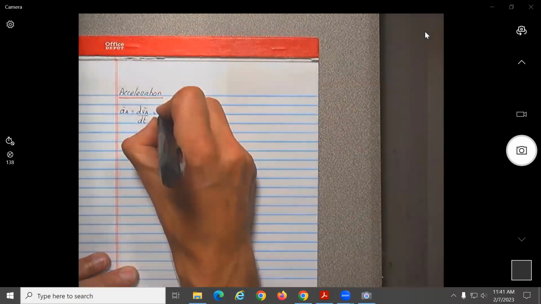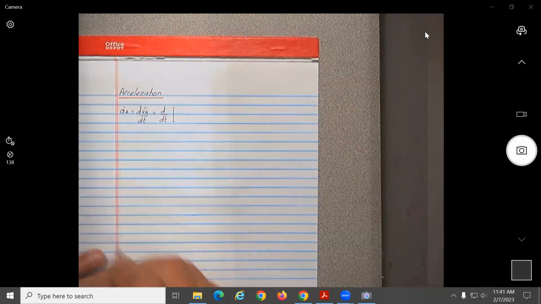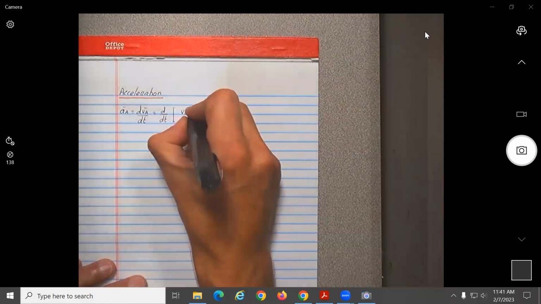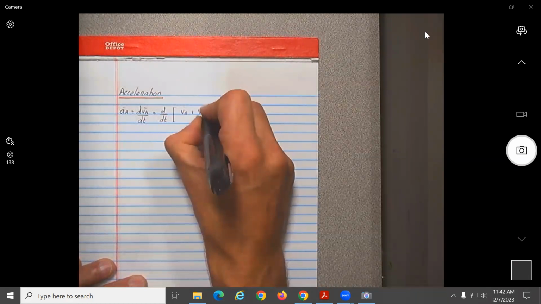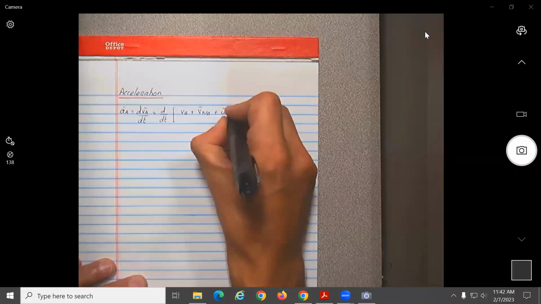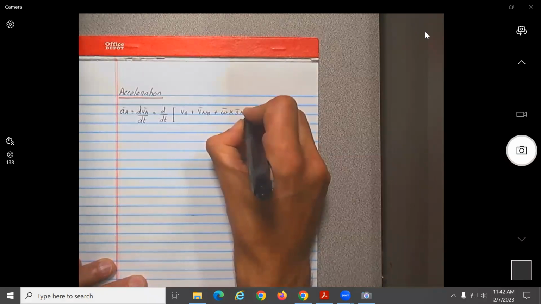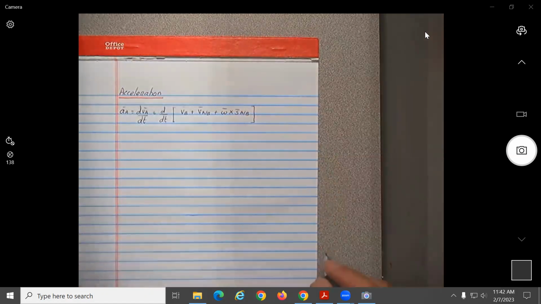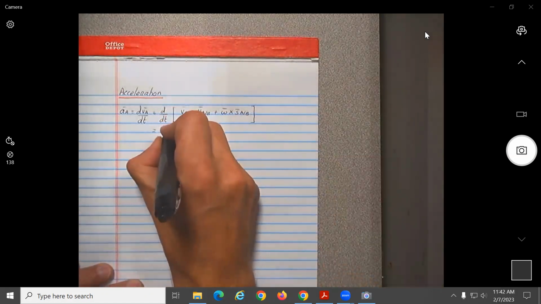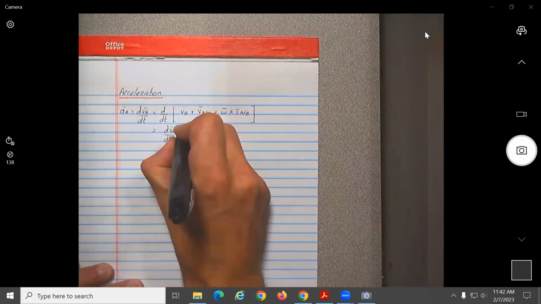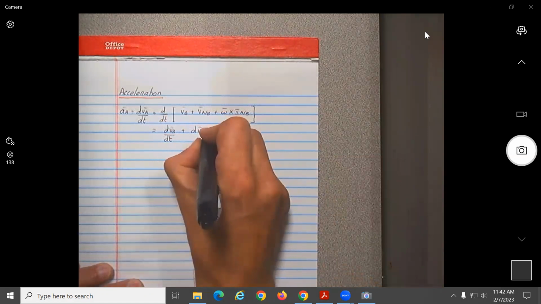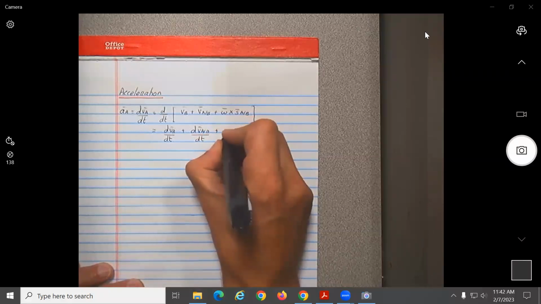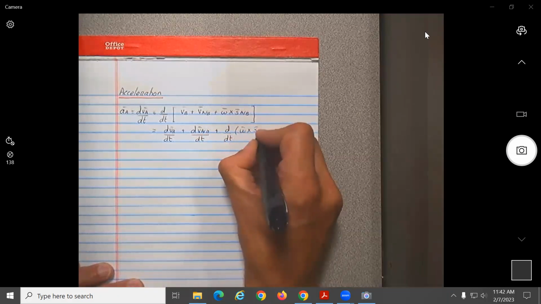So now we found that VA is equal to VB plus the velocity of A with respect to B plus omega cross S of A with respect to B. So let's say the acceleration of A would be equal to d(VB)/dt plus d(V'A of B)/dt plus d/dt of omega cross S of A with respect to B.